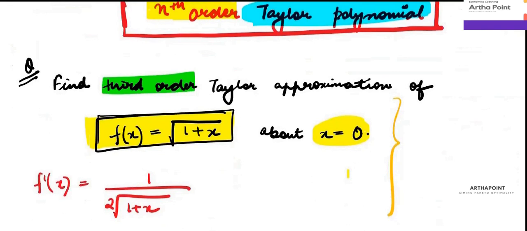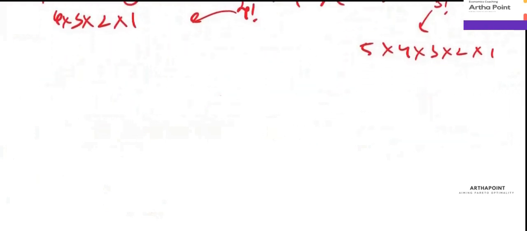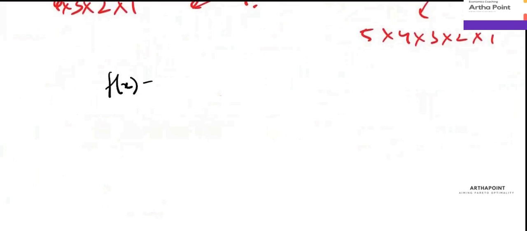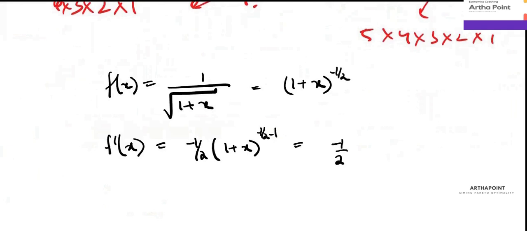In order to find the third order Taylor approximation, let's go ahead and find what would be f dash x. So the function that is given to me is f(x) is equal to 1 by under root 1 plus x. See, this is 1 plus x to the power minus half. So f dash x is going to be minus half 1 plus x to the power minus half minus 1, which will be minus half 1 plus x to the power minus 3 by 2.